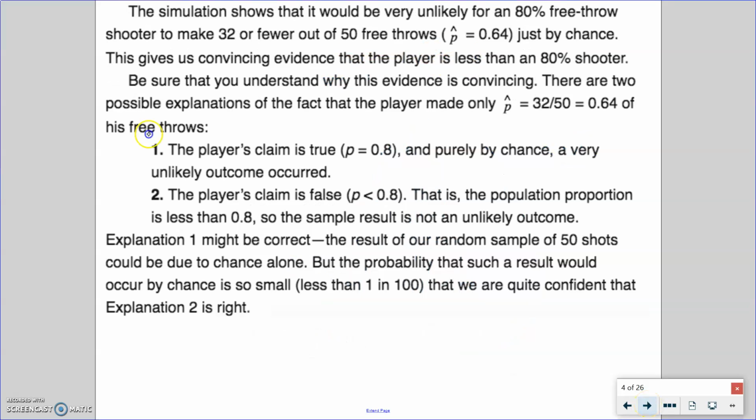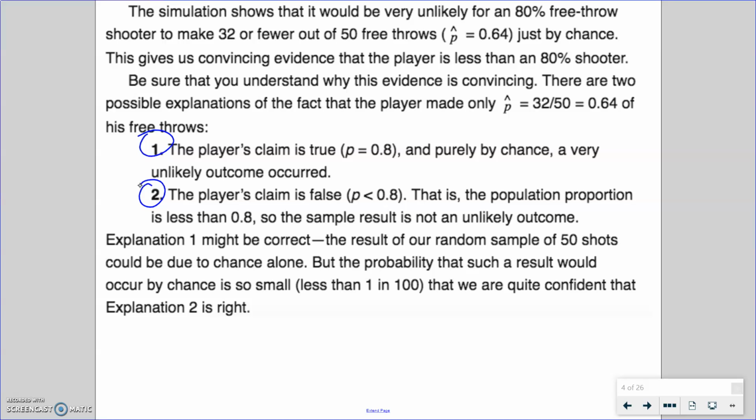So here's what that means. One of two things could have happened, okay? Number 1, maybe the player's claim is true. Maybe he does make 80% of his free throws, and just purely by chance, a very unlikely outcome occurred, right? He had a bad day, maybe he didn't sleep very well, whatever it may be. The other option is the player's claim is false, that he does not make 80% of his free throws. He probably makes less than that.